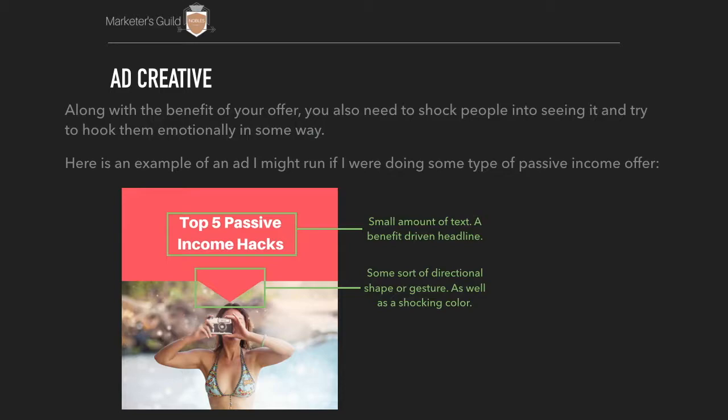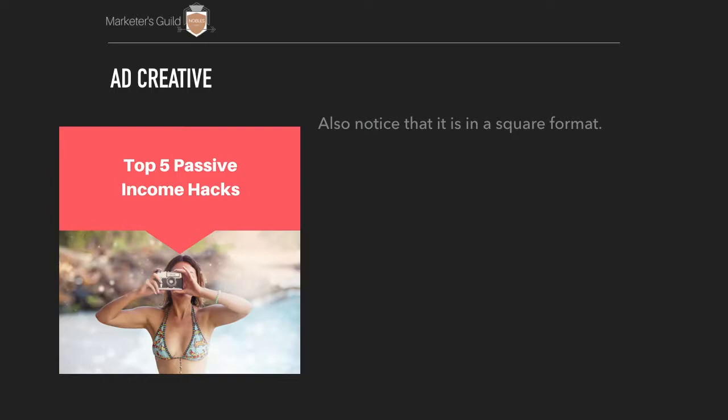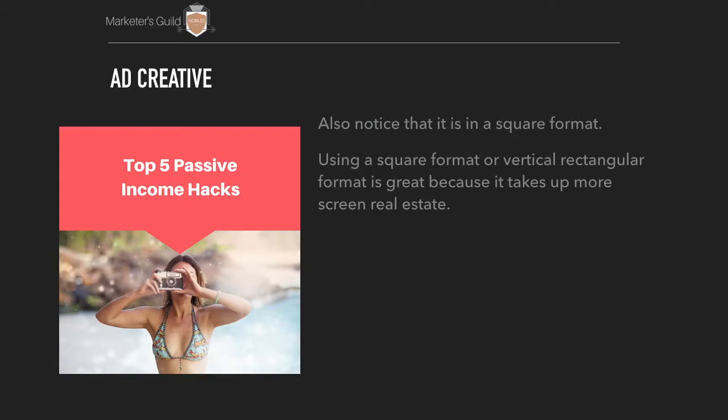Now the next thing, I like to put some type of directional shape or gesture as well as a shocking color. So you'll notice that the red will pop out on someone's timeline quite a bit. And then the last little bit here is basically just a captivating image of a lifestyle of some sort. It's meant to hook people in emotionally, and it doesn't have to be something like this. It could be a car, it could be a mansion, something to get people to see the lifestyle, right? It's basically just something to hook people in emotionally. And I also want you to notice that it's in a square format. Using a square format or vertical rectangular format is great because it takes up more screen real estate.